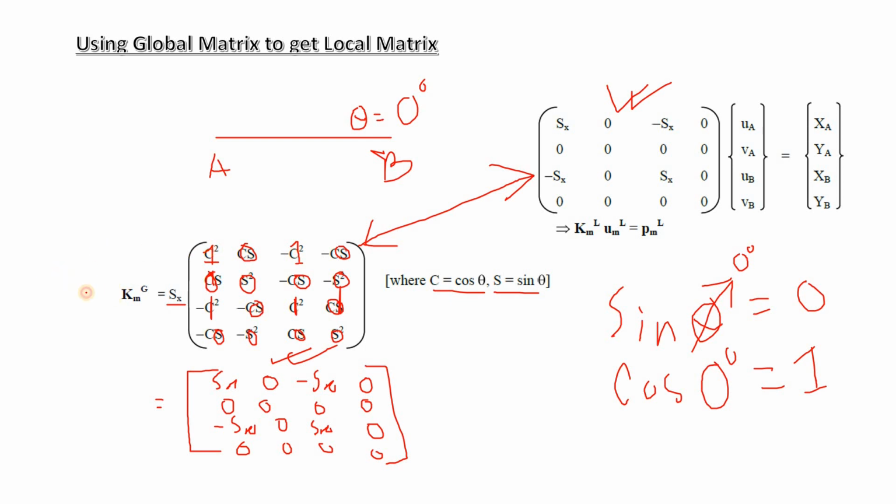So we can use the global axis stiffness always for truss members. Even if it is in local axis, we do not need to use this. We just need to make sure that if it is local axis, the value of theta is going to be 0 degrees, and we're going to get the same results from this as we have gotten from using this. Okay, so that is it for this video.